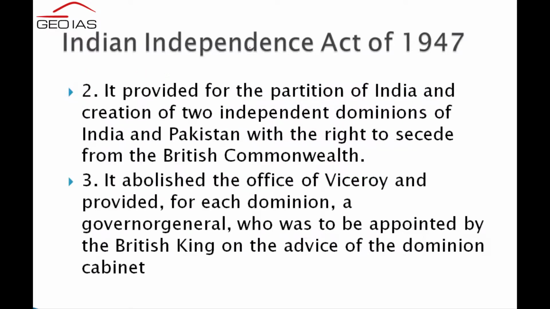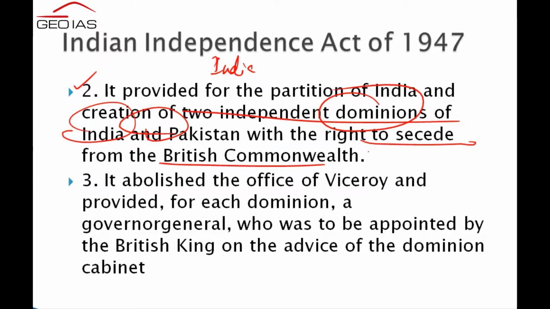It provided for the partition of India into two independent dominions, India and Pakistan, and they had the right to secede from the British Commonwealth. The British Commonwealth is a group of member nations, where all the countries earlier ruled by Britain form a group. If India and Pakistan wanted to stay in this group, they could, or if they wanted to leave the group, they could leave.